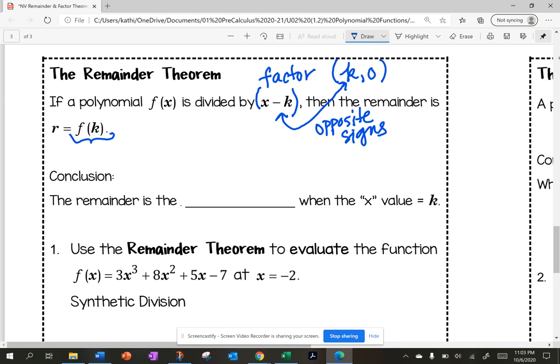And instead of saying f of x, we're talking about f of k. So this is another name for y. Okay, so the remainder is the y value. And we had that in our last lesson. Whatever we evaluate at is the y value. All right, so let's do an example.